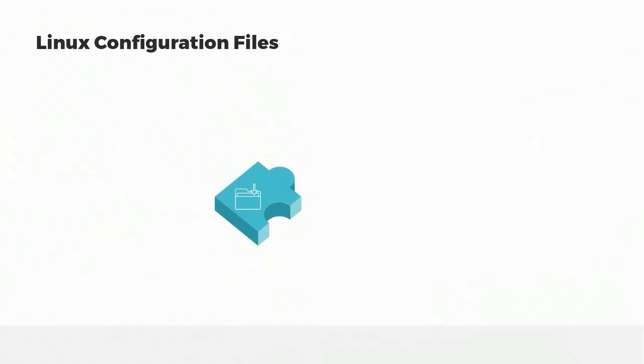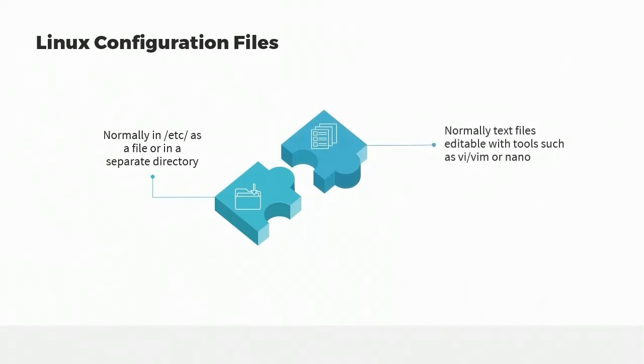Another Linux OS component, configuration files. Normally, you'll find these in /etc, either as an individual configuration file, or if a software package has numerous config files, then you might have a subdirectory for that product under /etc where you'll find the config files for that product. Linux configuration files, 9 times out of 10, they are text files. And so you can use any text editor that you choose to edit those files. Of course, you'll have to have permissions to the file in the file system.